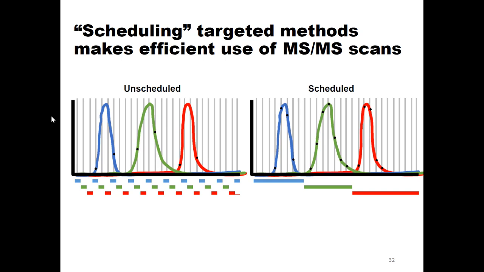So it's a little hard to see on this projector, but you might see here, I only got 2 points across the blue peak because I was wasting all this time measuring green and red when it wasn't even there. I only got 2 points across my green peak, and I only got 2 points across my red peak because I was wasting all this time measuring things that weren't even there. When I scheduled the method, now it looks like 4 to 6 points across the peak. So I just boosted my quantitative accuracy by just telling the instrument to look for peptides that were even going to be there.